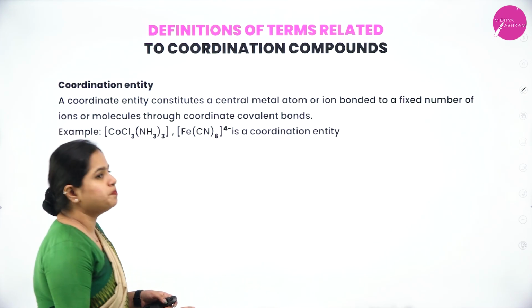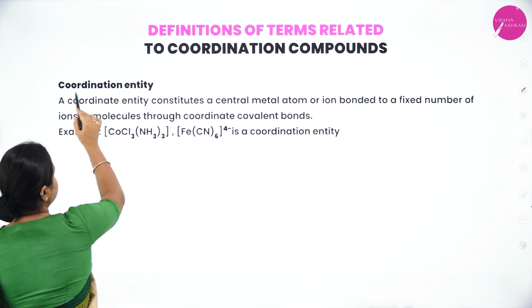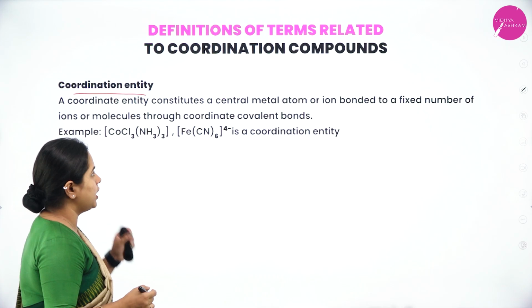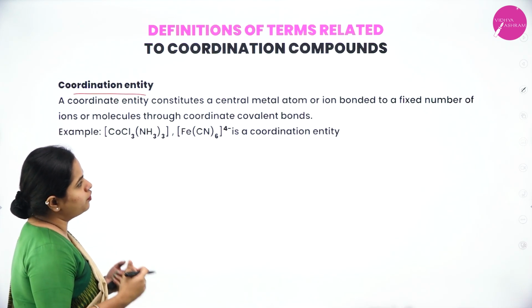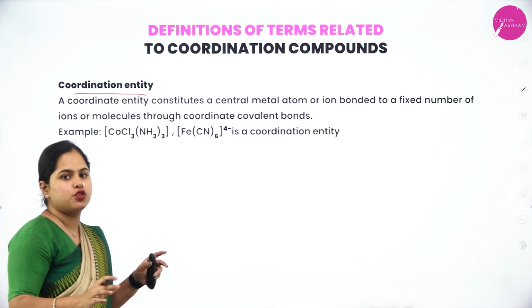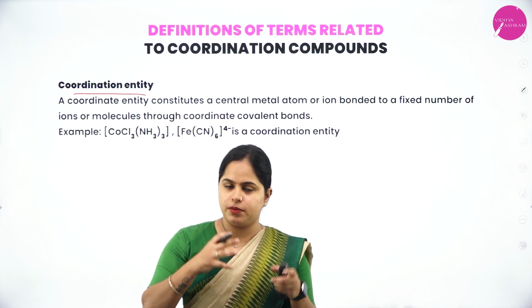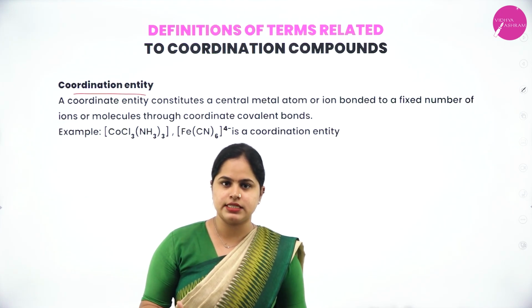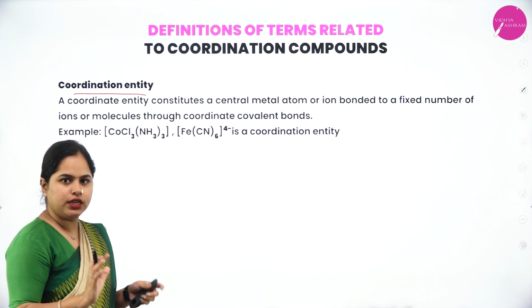Now let's move on to the details of each of these terms we have discussed. The first one is coordination entity. A coordination entity constitutes a central metal atom or ion bonded to a fixed number of ions or molecules through coordinate covalent bonds. There will be a central metal atom, there will be ligands, and there will be counter ions. All of this together is called a coordination entity.